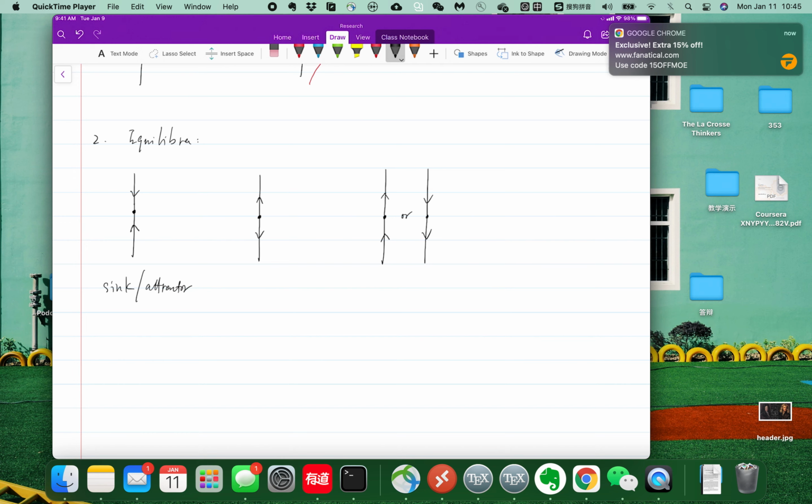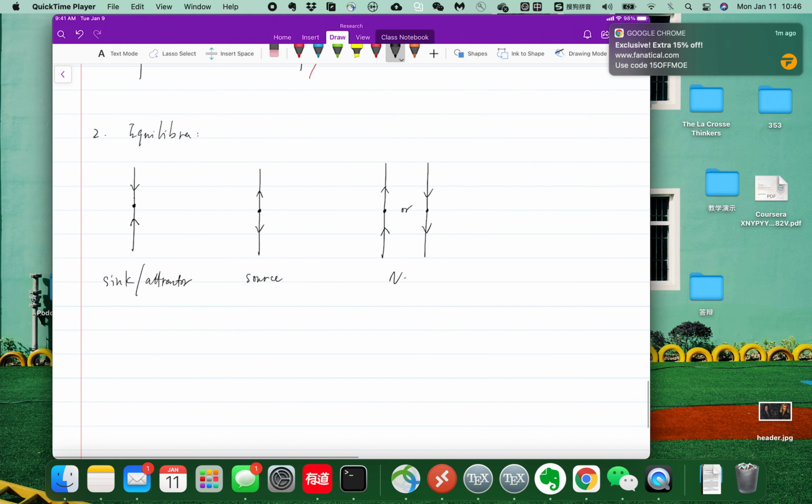Okay. This one, if you stay here, you stay here. If you're a little bit away, you actually move away from this equilibrium forever. This is going to be called a source, like something projecting all the way in all kinds of directions. Of course, the third one is going to be called a node. Okay, so we have 3 types of special points like that.